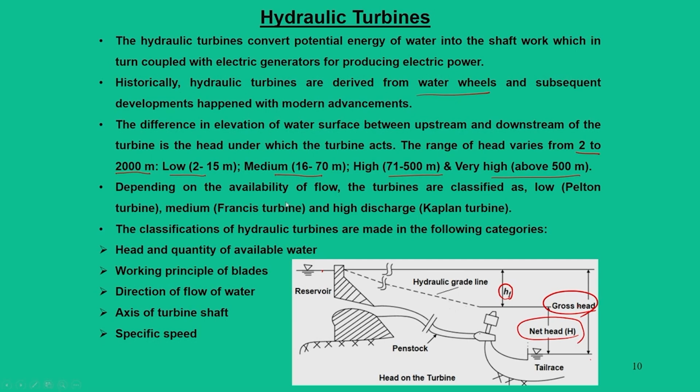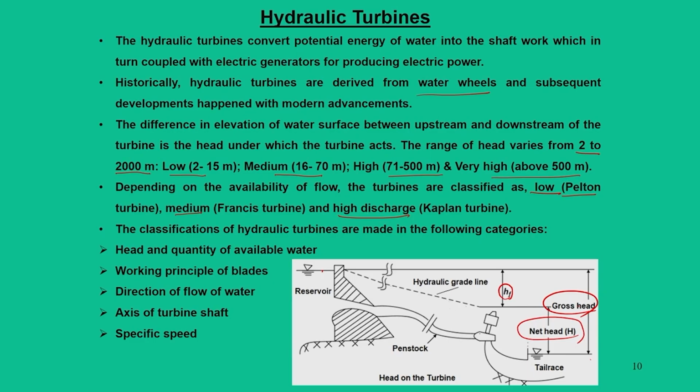Now, depending on the availability of the flow, the turbines are classified as low, medium and high discharge turbines, and one such case is the Pelton wheel for low flow. So, we have the Pelton wheel, Francis turbines and Kaplan turbines. And apart from this, the hydraulic turbines are classified based on the head and quantity of the water available to us.